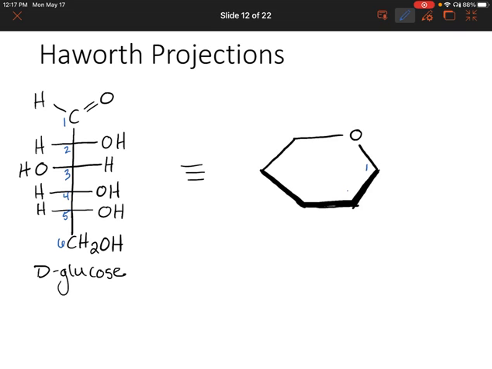And let's do the same on the ring. 1, 2, 3, 4, 5. And we'll figure out where 6 goes in a second. Okay, so the CH2OH group on carbon 5 is going to point up. And then we have to figure out where do all of those OH groups go. So it depends on whether they're on the right or on the left. So the OH groups that are on the right-hand side, I'll highlight in blue. And then the ones that are on the left-hand side, I'll highlight in green.